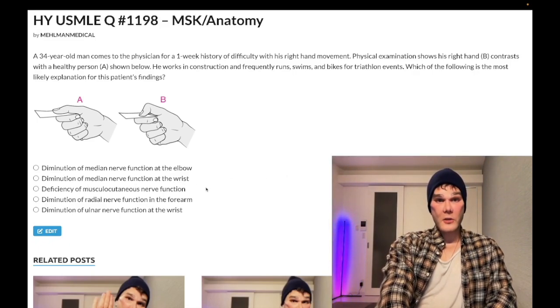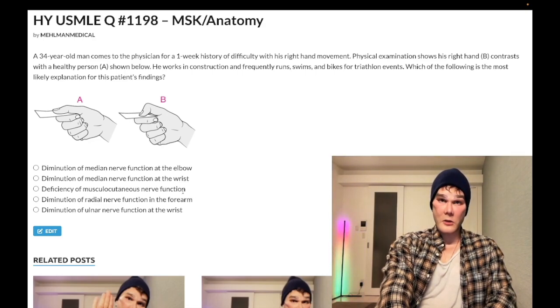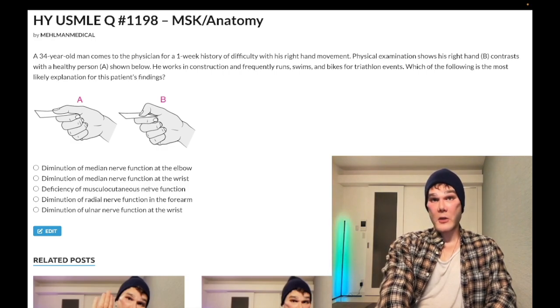Choice C, musculocutaneous nerve dysfunction. Wrong answer. All you need to know for USMLE is that this has 2 roles. Number 1, it plays a significant role in biceps function. Number 2, sensation of lateral forearm. That's it. Wrong answer.